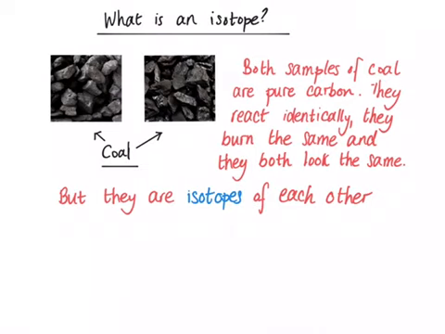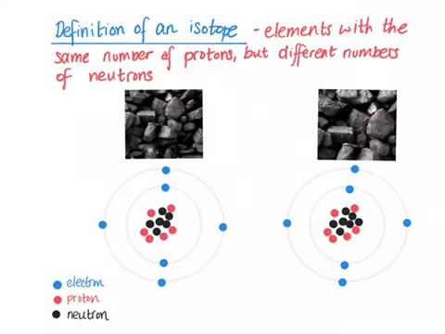They look the same, they smell the same, they look identical. But in actual fact, these two samples contain carbon and these two carbons are isotopes of each other. So an isotope is an element with the same number of protons but different numbers of neutrons.